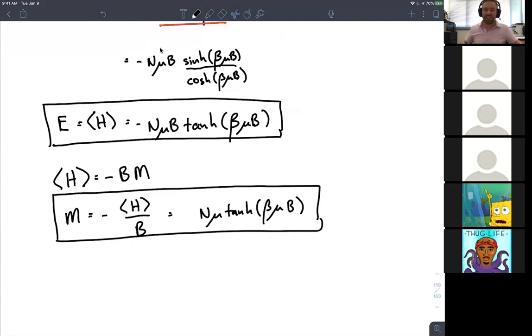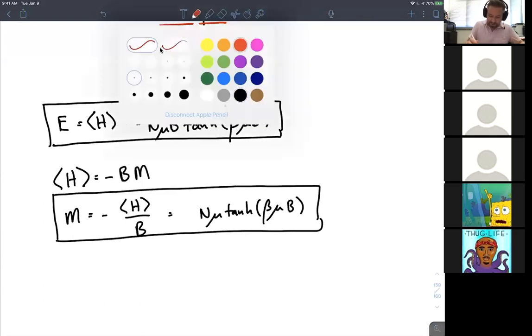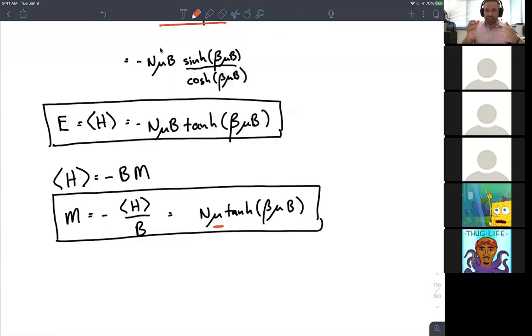Fabulous. And you can see that the magnetization is proportional to the magnetic dipole moment of each individual electron. This makes sense. Each individual electron acts like a magnet with strength mu. You have N of them, so the total possible magnetization is just N times mu, which makes sense. And then the magnitude of the magnetization is modulated by this tanh function.